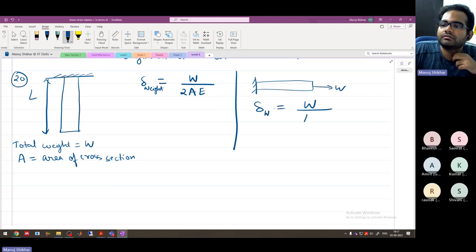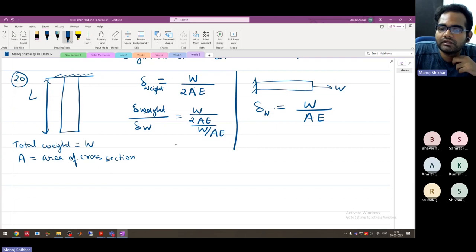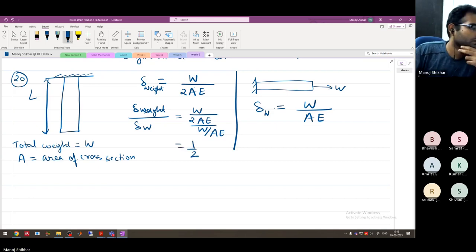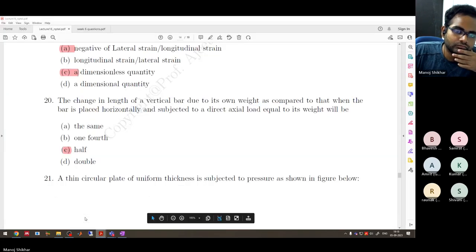So here the total elongation is W by A. And according to the question, they are asking for the ratio of the two deltas. So what is it? W by 2A divided by W by A. So the answer is 1 by 2. So the answer is C.